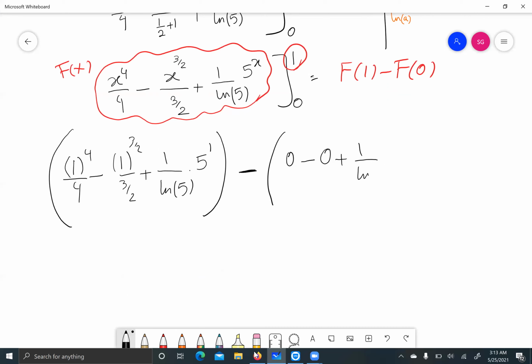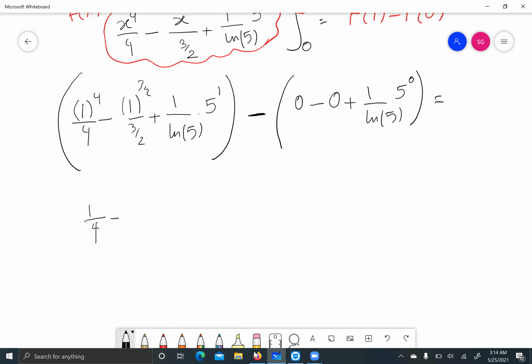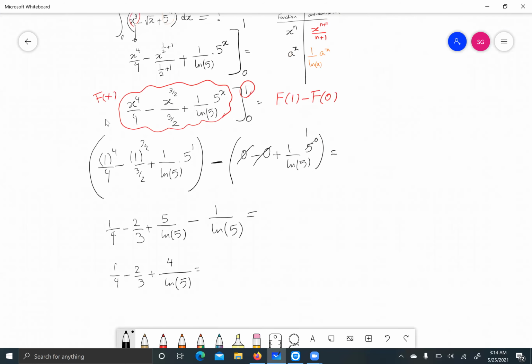So this is going to be 1/4 minus, this is going to be 2/3 plus 5 over natural log of 5. Okay, and minus 0, and this is going to be 1 over natural log of 5. So 1/4 minus 2/3 plus 5 minus 1, over 4 natural log of 5. If you want to simplify further, you can use a calculator. But that's the idea. The idea is that you use the basic rules.